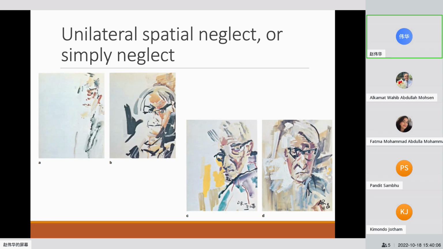Figures B to D were made over the following several weeks and months. And for figure D, he used most of the canvas. Now he has a bilaterally symmetrical face, so it's a whole picture, a whole painting.